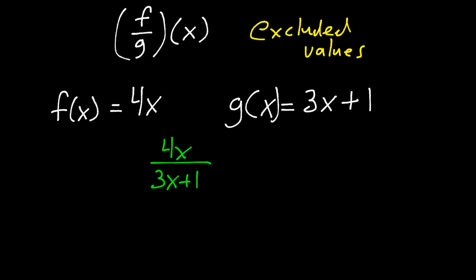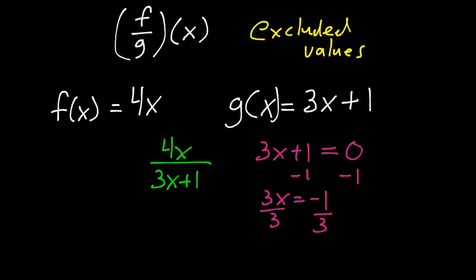What is an excluded value? It is a value for x that we cannot include in this. And the reason for that is when we have a fraction, the denominator can never be 0. So we have to figure out what x cannot be so that this denominator won't turn into 0. And it's not too tough to figure out. We take the denominator, which is 3x plus 1, and we set it equal to 0. Then we solve for x. So we subtract 1. We have 3x equals negative 1. And then we divide by 3. So x is negative 1/3.